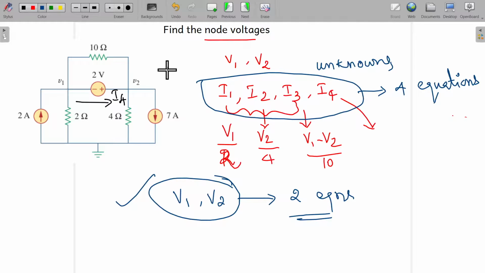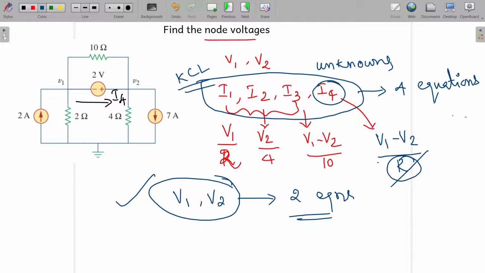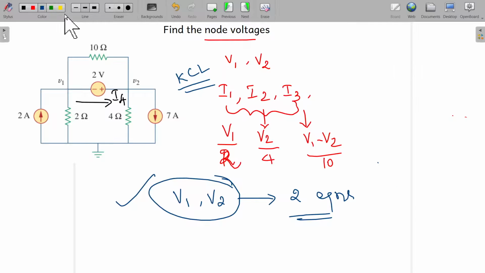Okay, but anyhow, we start with KCL. So there we encounter this I4. If you want to write I4 in terms of nodal voltages, you can write it as V1 minus V2 divided by some unknown resistance. But this resistance value is not available. So this methodology is not suitable. So I4 is to be ignored. To solve this, we must go for another method.